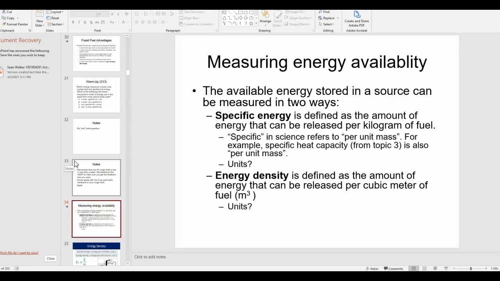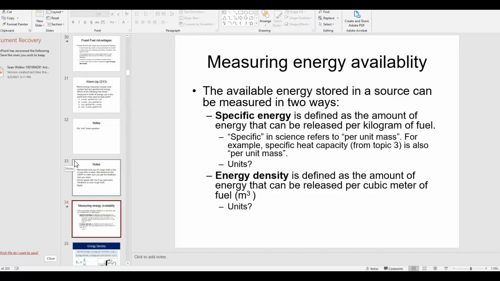So it's the amount of energy, either in joules or megajoules, that can be released for every 1 kilogram of that fuel. Specific in science means per unit mass. Like when we did thermal physics, we talked about specific heat capacity, which is the amount of energy it takes to raise 1 kilogram, or 1 unit mass, by 1 degree Celsius. So when we say specific in science, we mean per unit mass, as opposed to energy density, which is defined as the amount of energy that can be released per cubic meter of fuel.